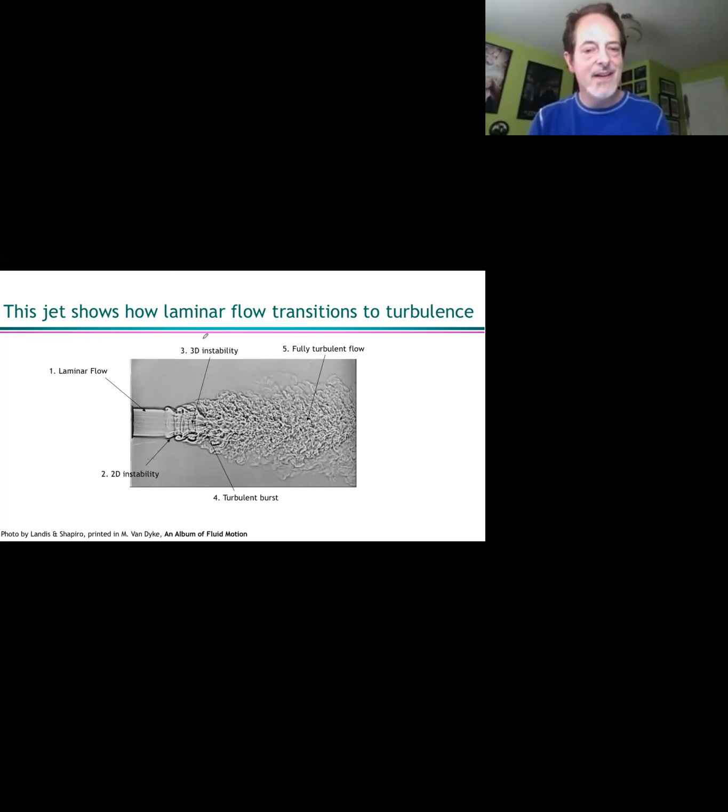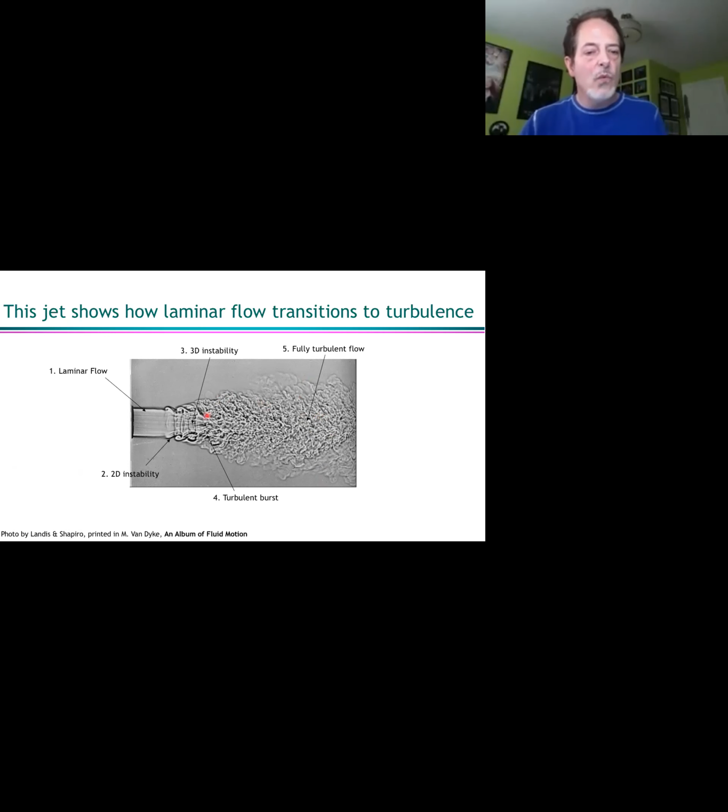All right, there's your turbulent jet. You notice that it was laminar just coming out of the jet nozzle. And by the time you get out here, it doesn't quite look like Mount St. Helens, but it's obviously a fully turbulent flow. Let me highlight that a little bit.